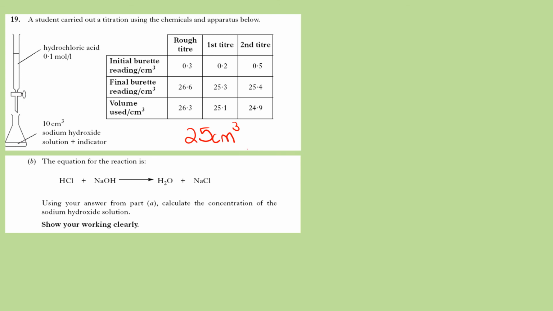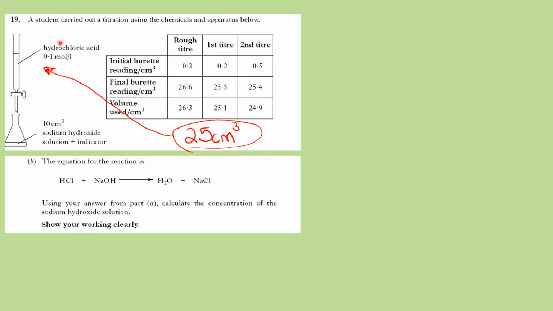Right, so what we've basically said is during this experiment we used 25 centimeters cubed of this chemical, and the question then says the equation for the reaction is. So we've got our balanced equation, like I said, you'll always be given it. Using your answer from part A, calculate the concentration of the sodium hydroxide solution. So now you're looking at that and going, well, where are all the numbers that we had in the previous examples? Well, like I said to you at the start, they're up in the diagram.